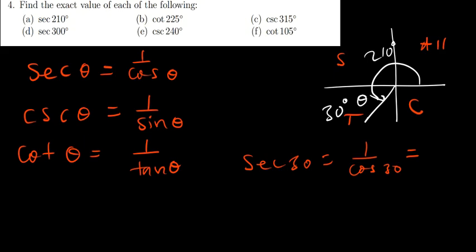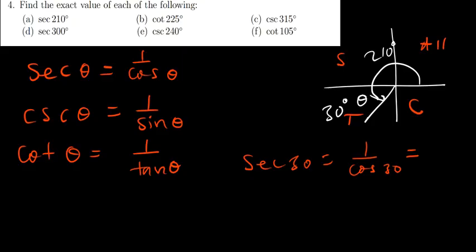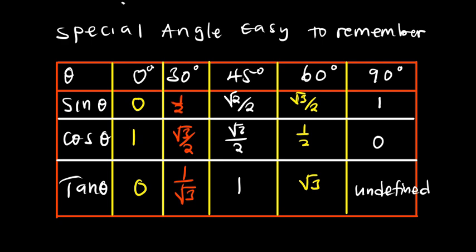So the most important thing is to know the trig ratios. I have come up with a table which is going to help you to remember the trig ratios. So we are trying to find what cos 30 is. Okay, what is cos 30? So cos 30 is root 3 over 2.